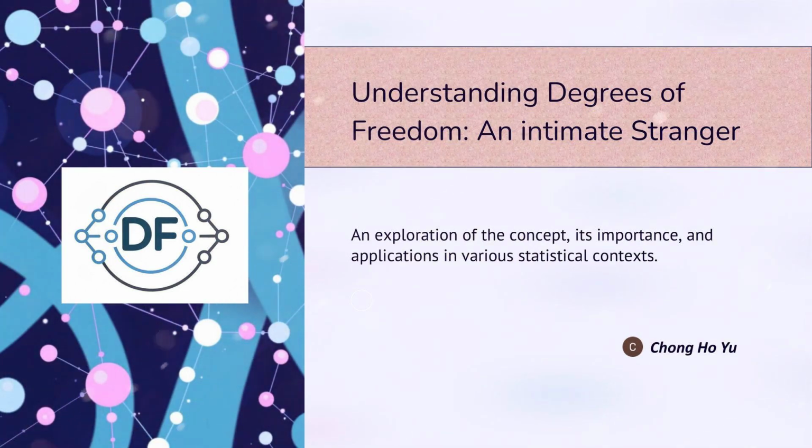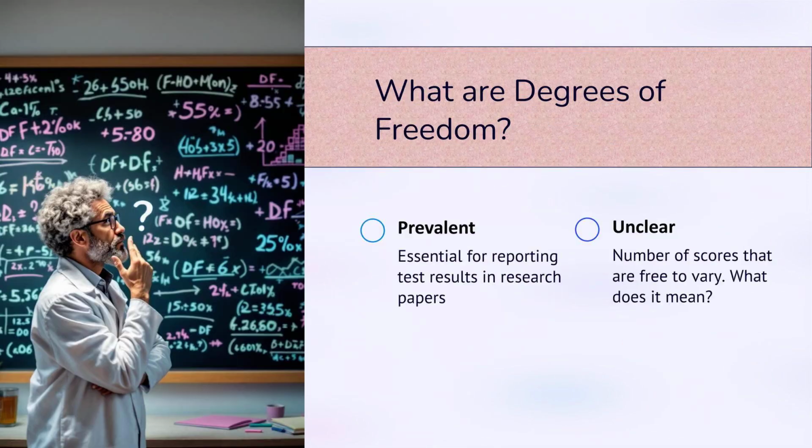Degree of freedom, DF, is an intimate stranger to statistics students. Almost every quantitative-based research paper requires reporting of degrees of freedom associated with the test results, yet very few people understand why it is essential to do so. Many statistics textbooks introduce the concept of degrees of freedom in terms of the number of scores that are free to vary. However, this explanation cannot clearly show the purpose of DF.